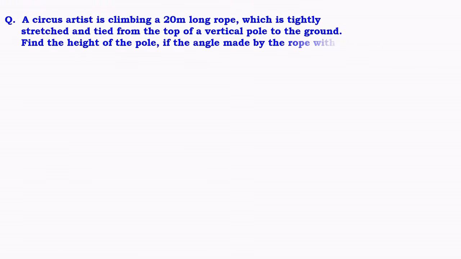Now, let's solve a simple problem using what we have learned. Here is the question. A circus artist is climbing a 20-meter long rope, which is tightly stretched and tied from the top of a vertical pole to the ground. Find the height of the pole if the angle made by the rope with the ground is 30 degrees.